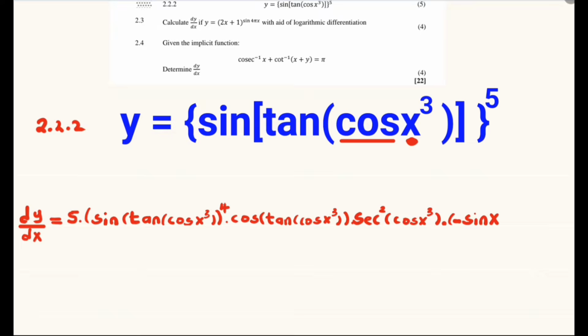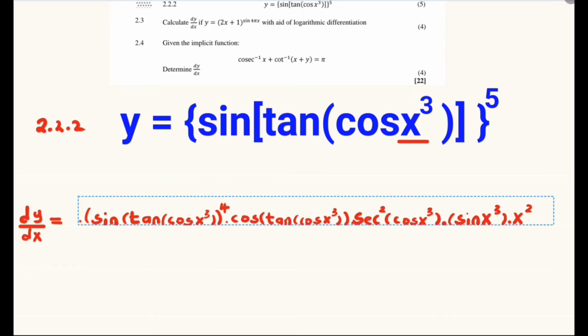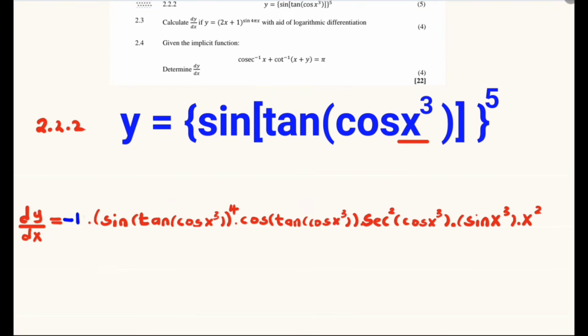And finally, we differentiate the inner function, the x cube. The derivative of the x cube will be equal to 3x squared. But we can move that negative to the front, and that 3 multiplied by that 5 is equal to 15. We now have our negative 15, and this will be our answer for question 2.2.2.